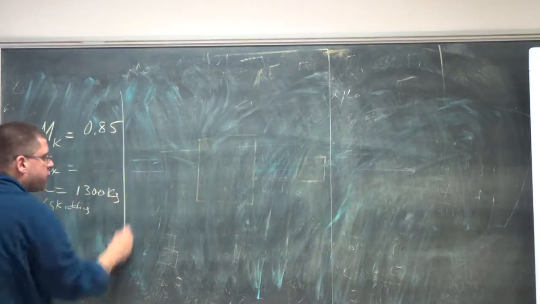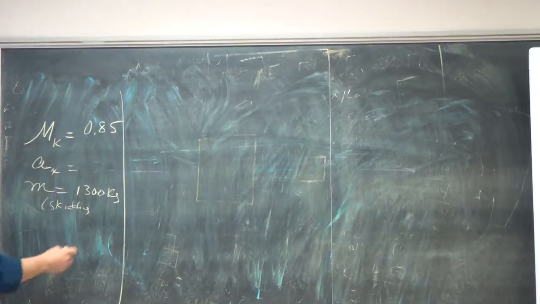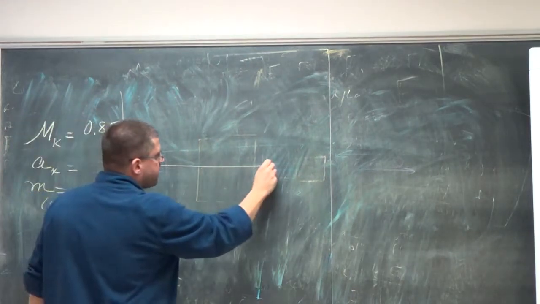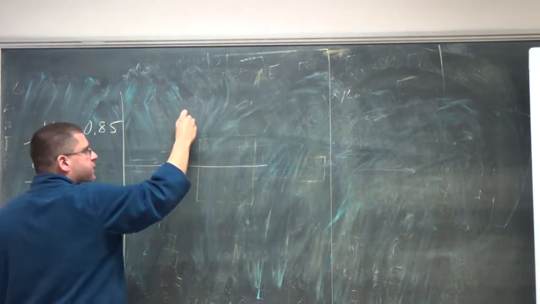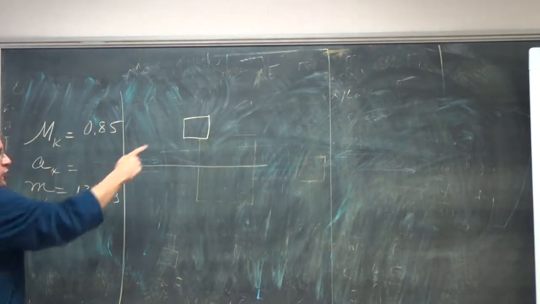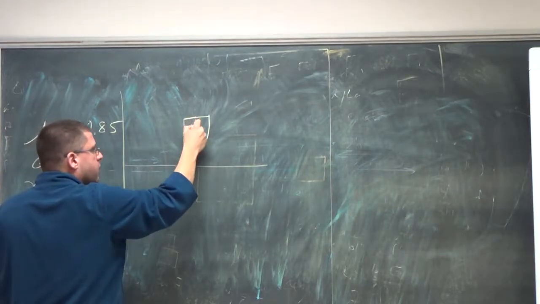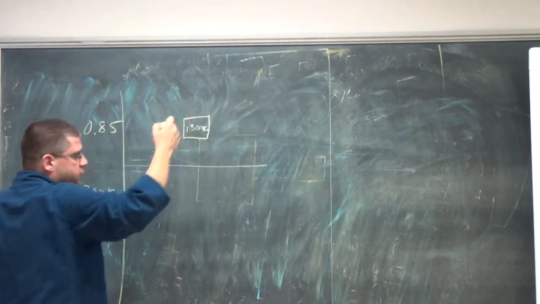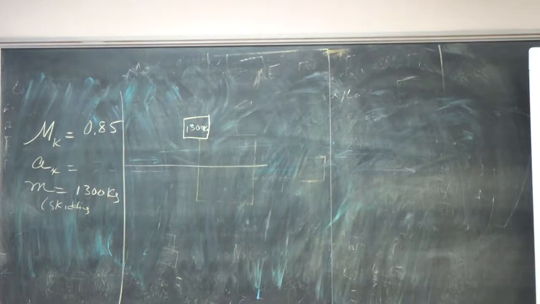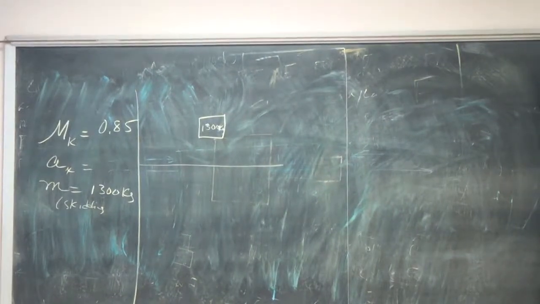So here's our box over here where we list our givens. Now the next part, in higher level physics, is being able to draw a picture, a free body diagram. So there's the box right there, 1,300 kilograms. Put that in there because that is mass. Let me make sure this is showing up on the camera. I'll zoom in a bit.